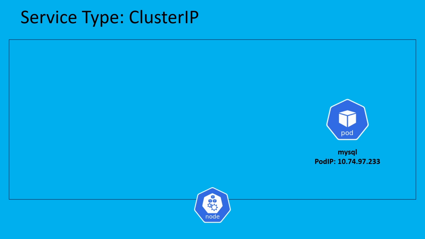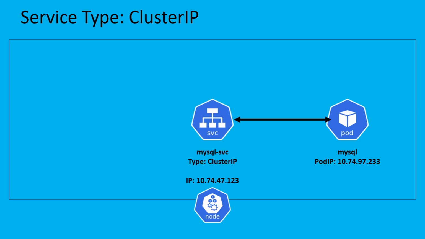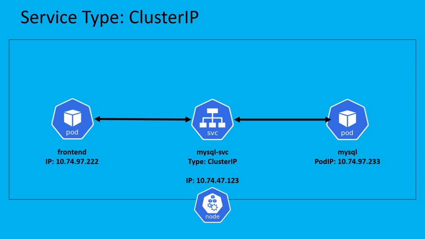However, for internal services inside of the Kubernetes cluster, you will need a service that is exposing a different IP of type ClusterIP. This will create a different IP that your front end service can use to connect to the MySQL database on the back end. You will not be able to connect to it directly.